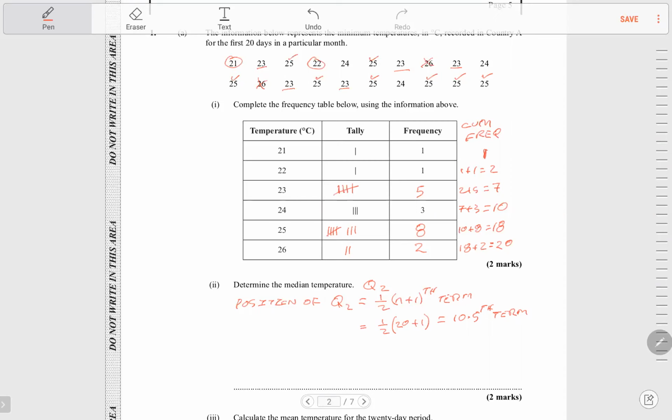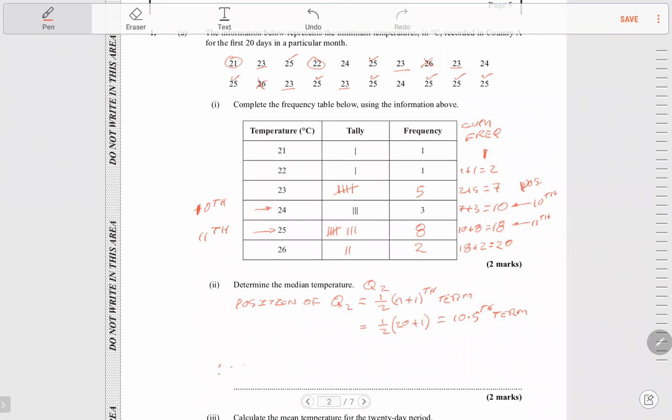So look here now. This is the 10th term here. When we finish putting in these values, we reach the 10th term. And the 11th term is going to be somewhere here. One of these values is going to be the 11th term. So this is the 10th term and this is the 11th term. Remember, these are the positions. So the 10th term is 24, and the 11th term is 25.